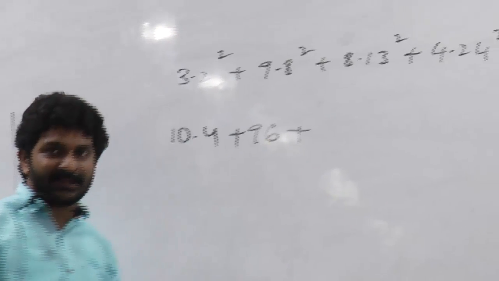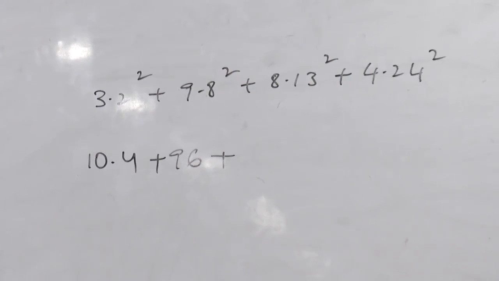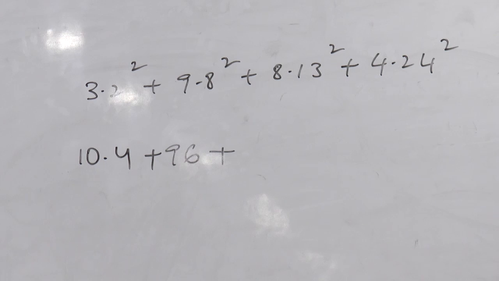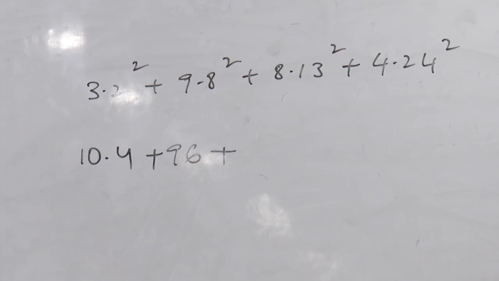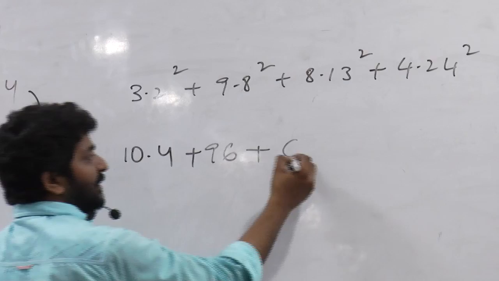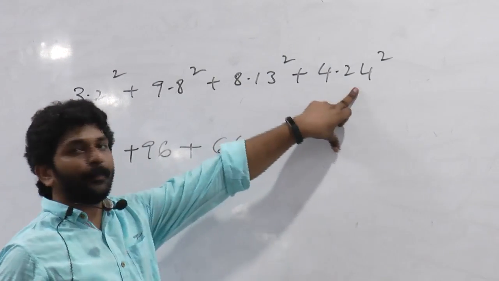8.13 whole square, that is definitely more than 8 square. 8 square is 64. You have 8.13, which is almost 8.1. I'll write it as 8.1, no issue at all. The difference between these two numbers is 17. 17 is divided into 10 parts. 1 part is 1.7. This is 8.13. So instead of 1.7, you can write it as 2. So 64 plus 2, 66, plus 4.24 whole square.